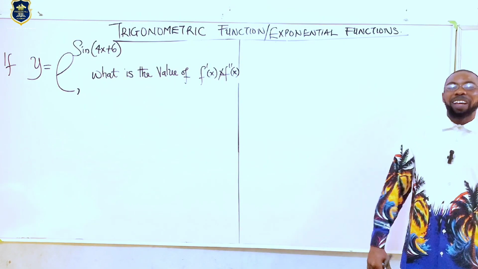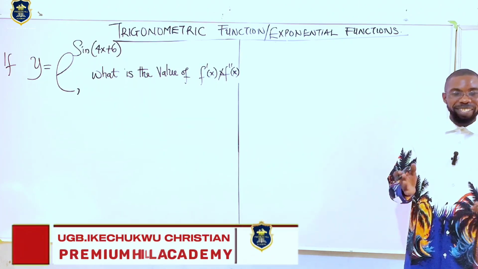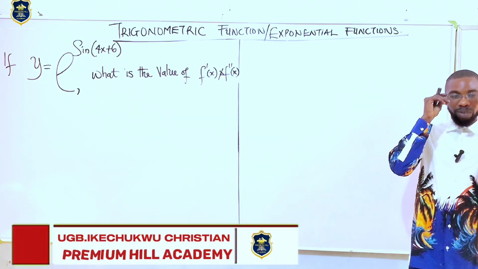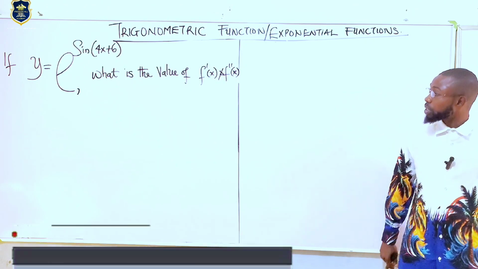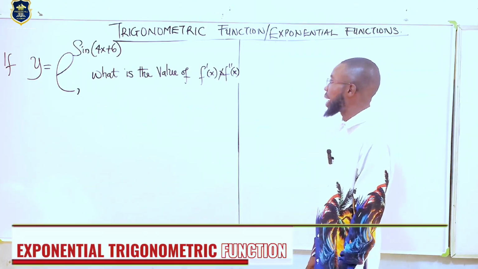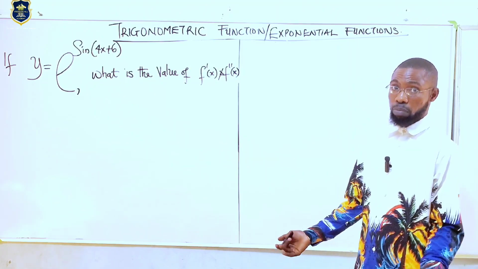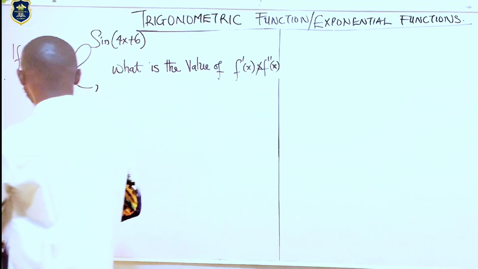Alright, people, let's look at the exponential trigonometric function. We've been talking about that for quite a while now. So let's go. The question says, if y is equal to the exponential of sine of 4x plus 6, what's the value of the first and second derivative? It's that simple. Let's get the first derivative, which is dy over dx.